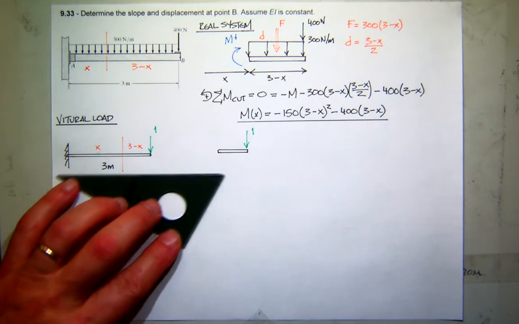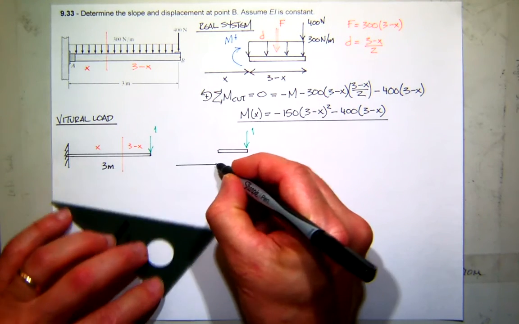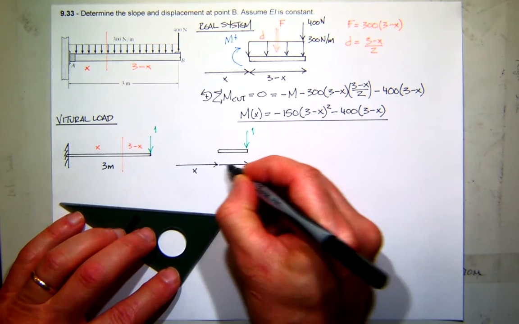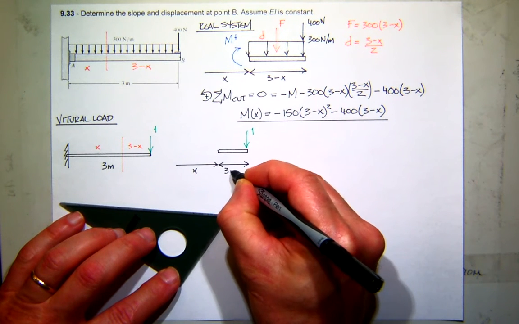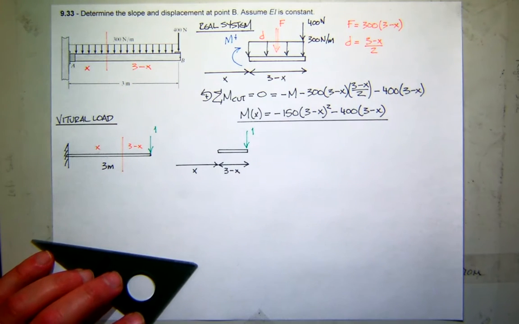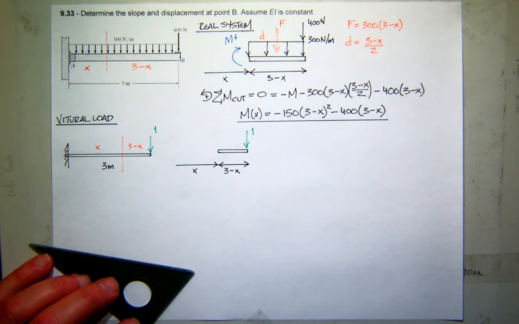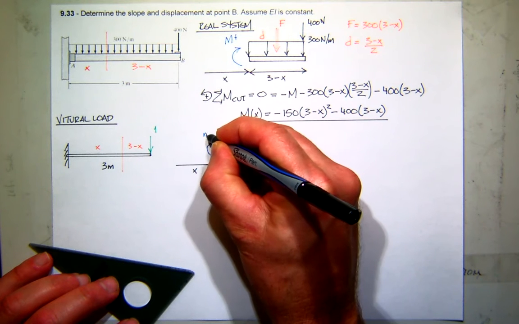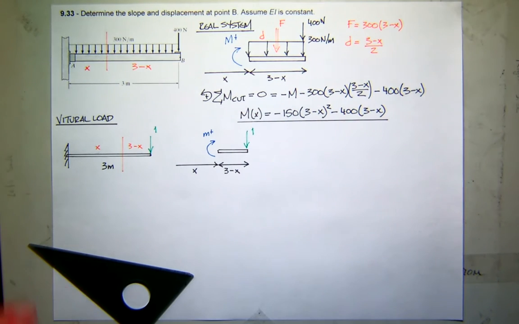And just like before, x to the cut, and the remaining segment is 3 minus x. Still from 0 to 3. And then the internal moment that I'll assume will be the virtual moment. So I'll use the lowercase value.